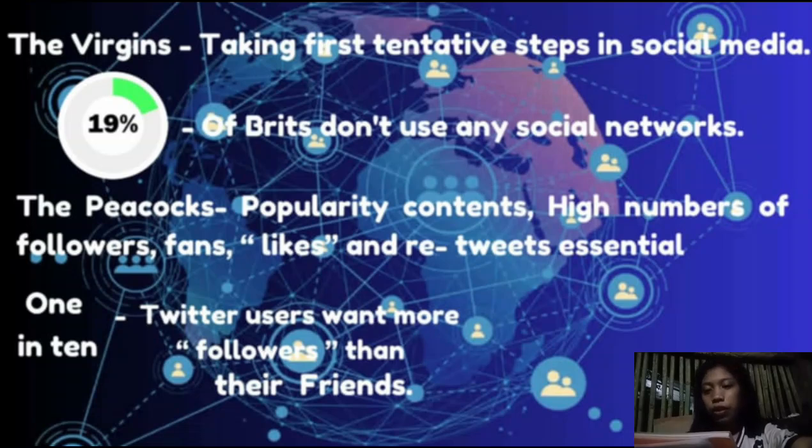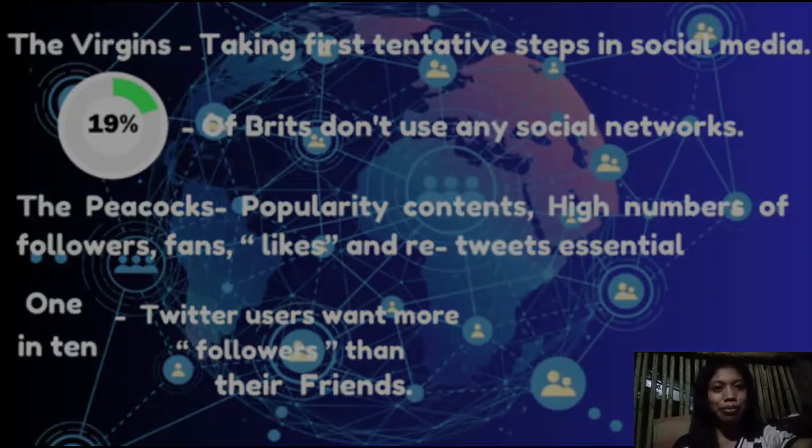And the fifth is the peacocks. Popularity counts: high numbers of followers, fans, likes, and network essential. Twitter users want more followers than their friends. So the peacocks love attention online. They focus on getting many followers, likes, and shares.